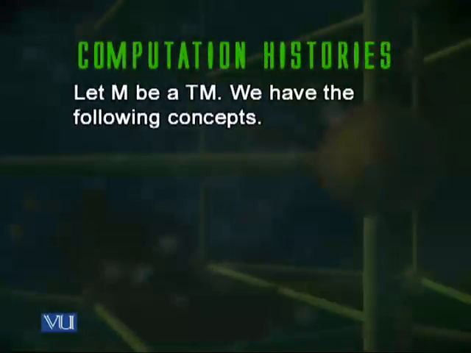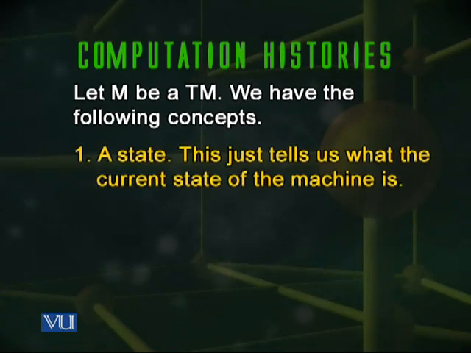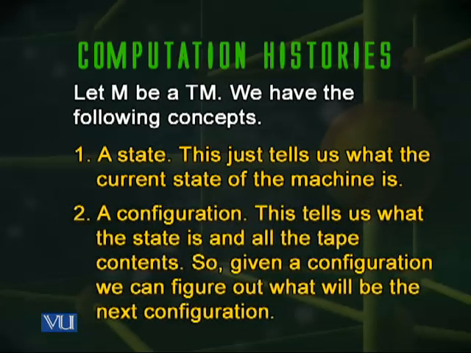So let's look at the concept of computation history. Suppose M is a Turing machine. We have already defined the following concepts. A state of a Turing machine is the current state, and it only tells us what state the machine is in. A configuration is a much more elaborate thing. It tells us what the state of the Turing machine is and all the tape contents. So, if you give me a configuration of a Turing machine, in principle, from there on, I can tell you how the Turing machine will behave, what is the next step it will take, and the next step, and so on. So, a configuration tells me the state and all the tape contents.